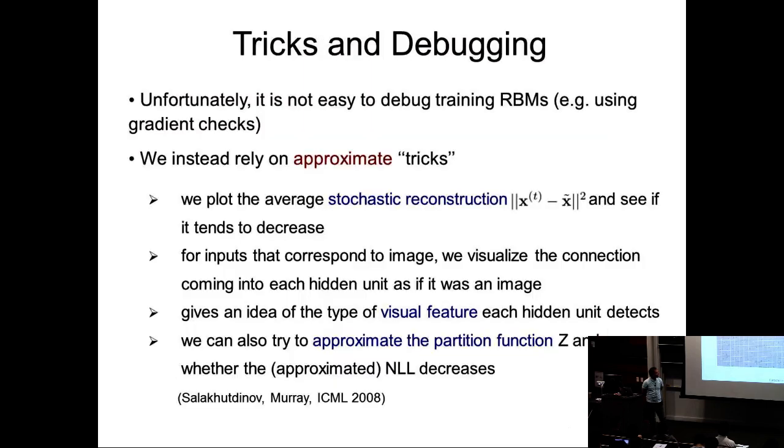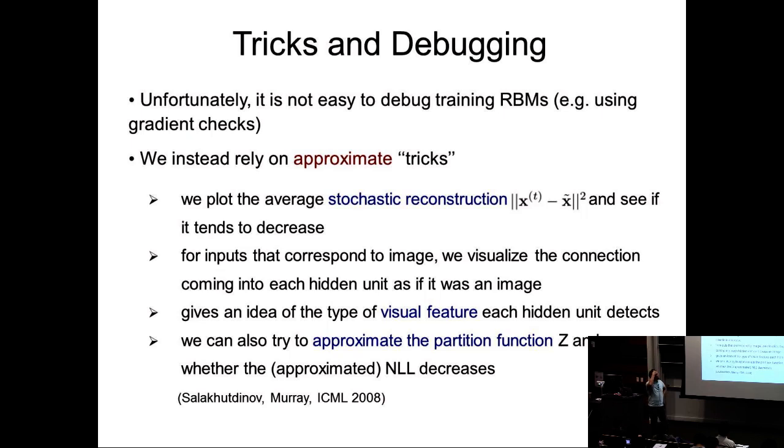So this is what the features would look like. A couple of tricks that I want to go over. It's not very easy to debug training RBMs using gradient checks because the gradients that you're computing are not exact, right? These are all based on just samples from the model. So instead, you can look at approximate tricks. Some of them are good, some of them are not so good, but nonetheless.